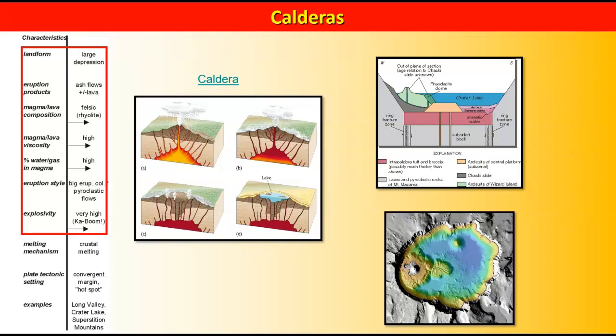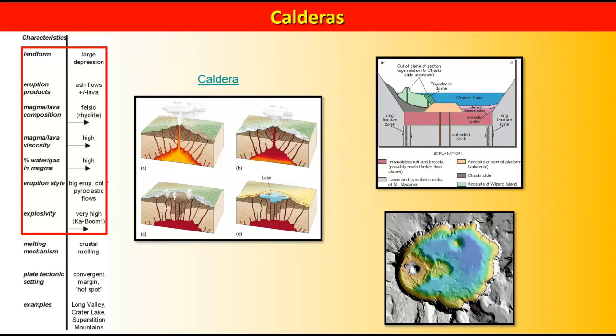Now, the last one we're going to talk about is what's called a caldera-type volcano. What does that mean? Well, the reason we're going to use that terminology is because the term caldera is really just a descriptive term talking about a collapsed feature. You can get a caldera in other volcanoes. You can get them in intermediate ones. It's a feature, the crater at the top of the volcano.